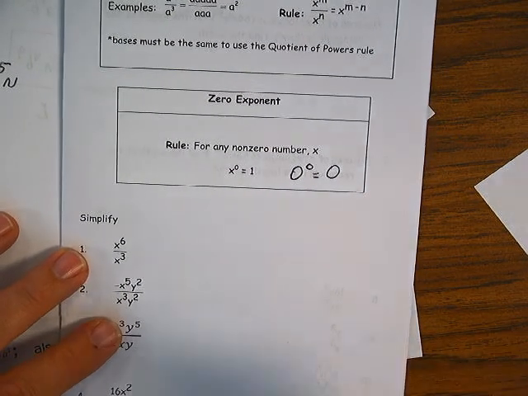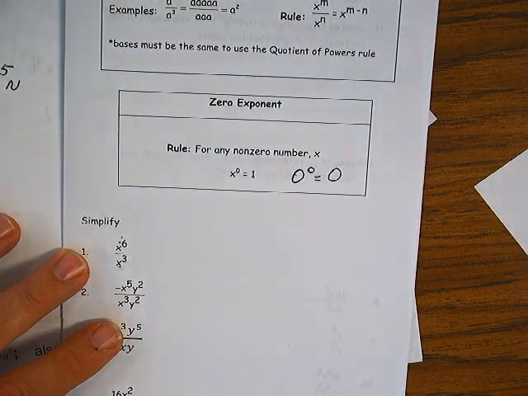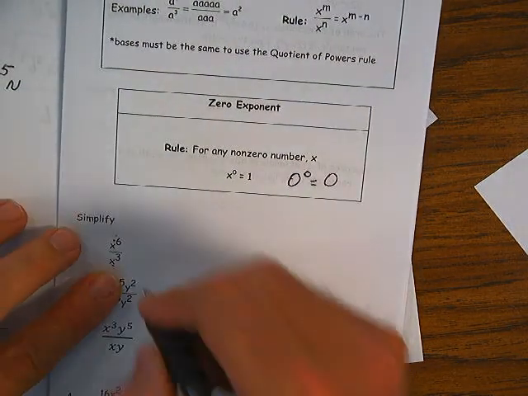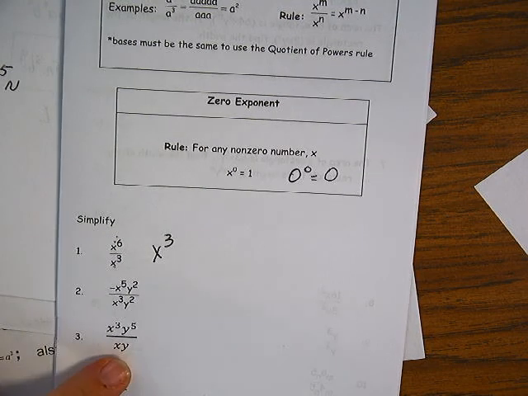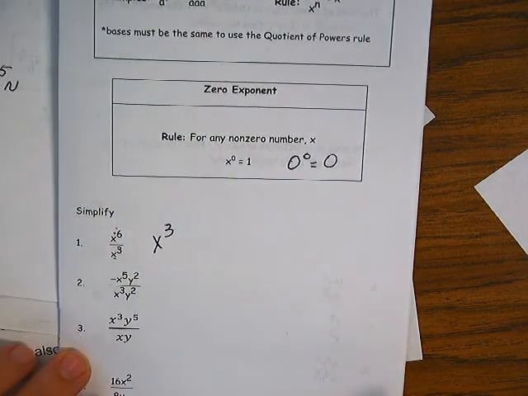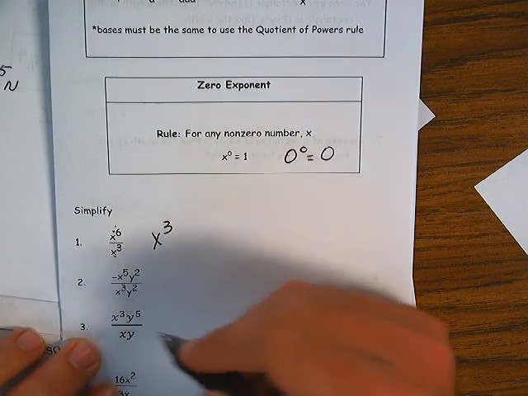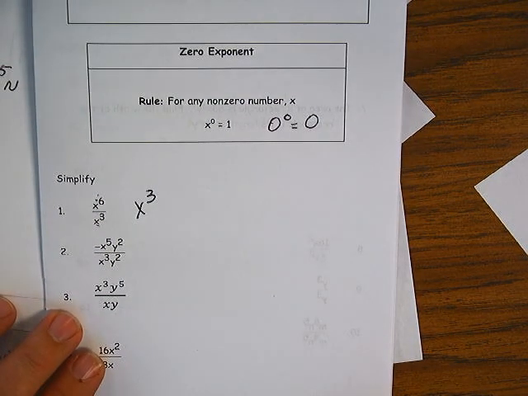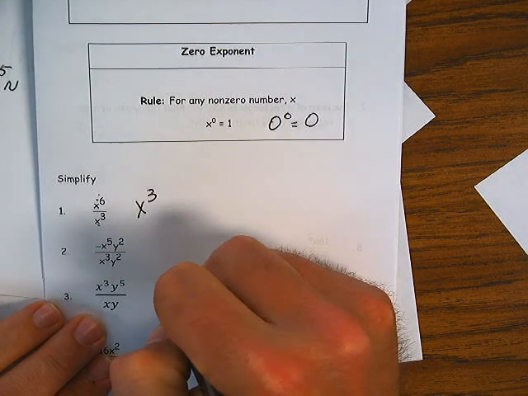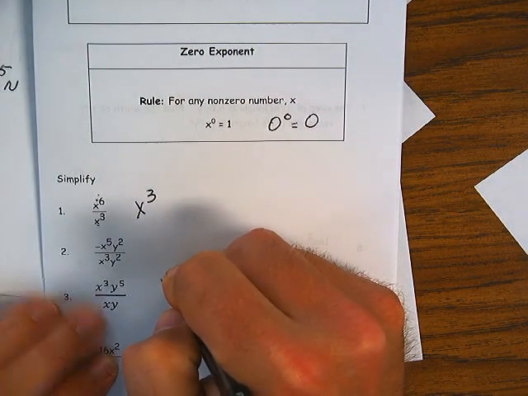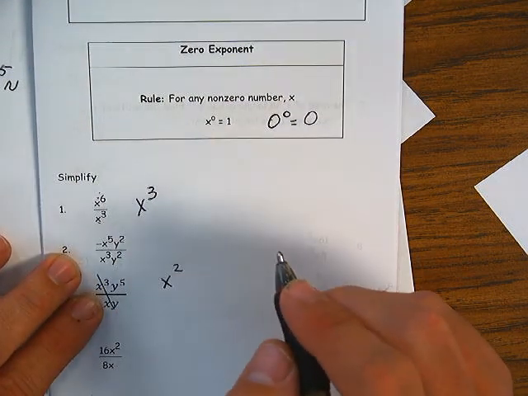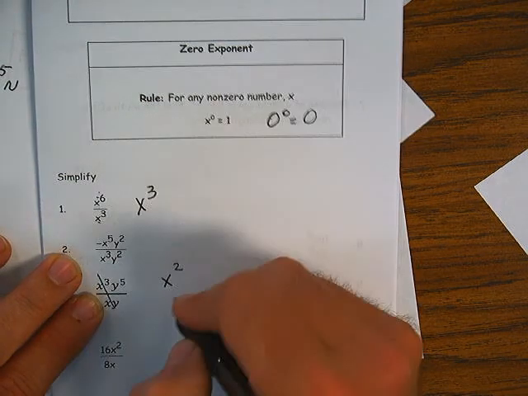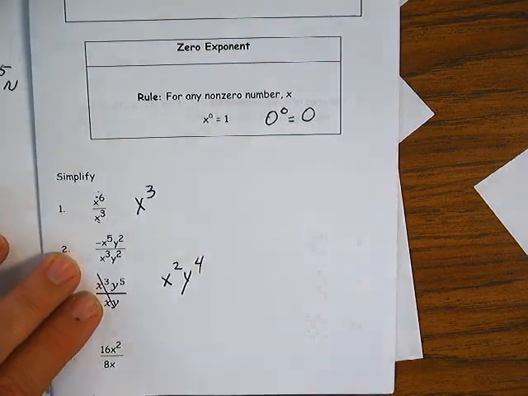We just did these, so I'll be brief on here. Okay. Now, where's the x larger? Top or bottom? Top. So it's x to the what? 6 minus 3 is 3. Very good. Okay. Now, where's the x larger? Top or bottom? Top. So we have how many left? X squared. Okay, how many y's? Where does y go? Top or bottom? Top. How many left? 4. Y to the 4th. Very good.